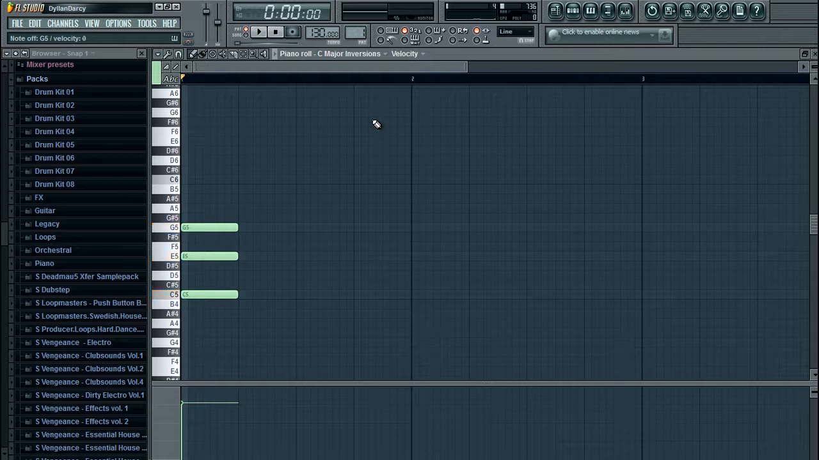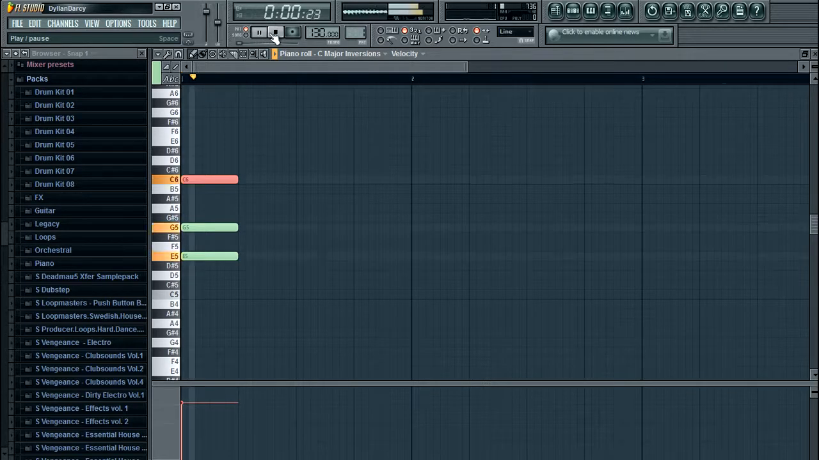Now this is also C major, but it's played differently. The C has moved up 1 octave, and this is known as C major in the first inversion. C has simply moved up 1 octave. Now the second inversion is C and E moved up 1 octave.